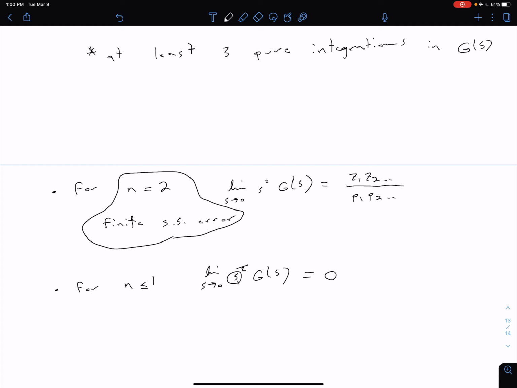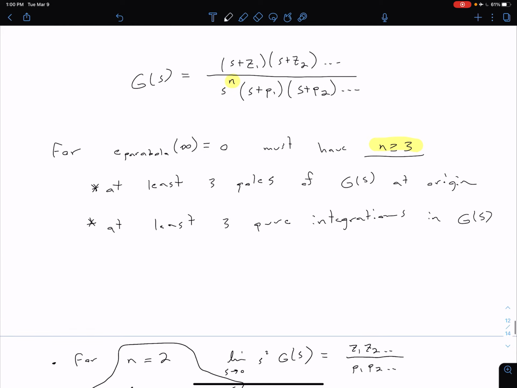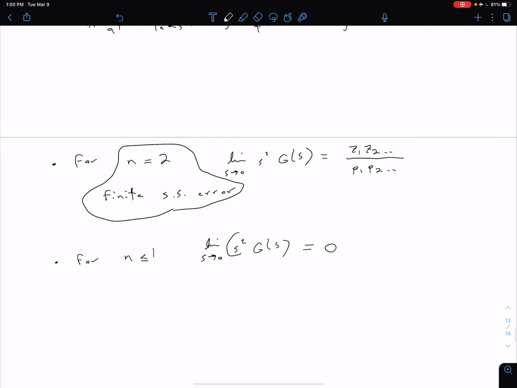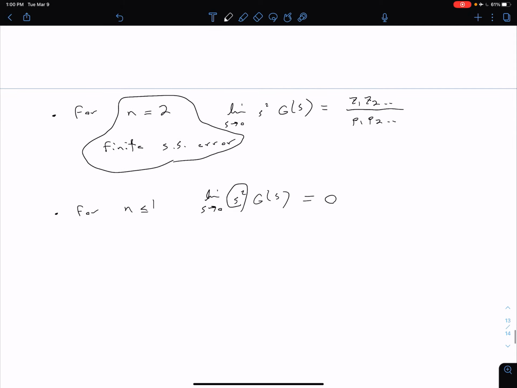Similar thing if we let n equal 0. So in this case, if our n is equal to 0, we now have no s's in the denominator here, which means there's nothing to cancel out these s squared. And so we have the limit as s goes to 0 of something times s squared. So of course that's still just going to be 0. And so whether we have n equals 1 or n equals 0, we can see that we're going to have infinite steady state error.